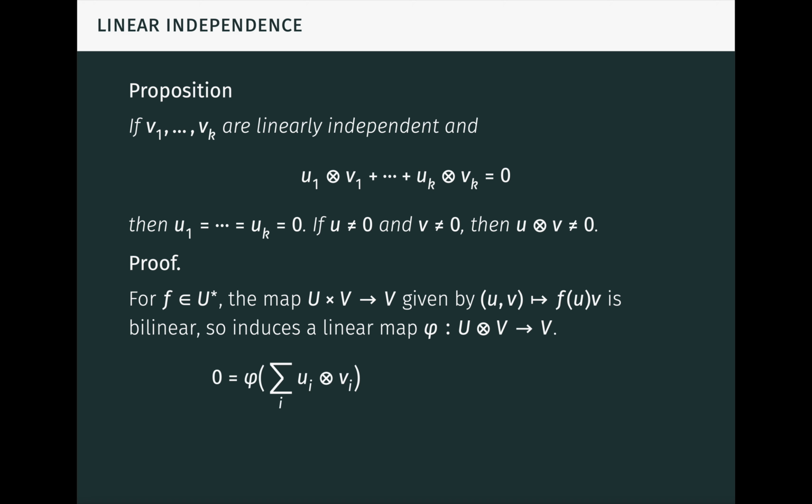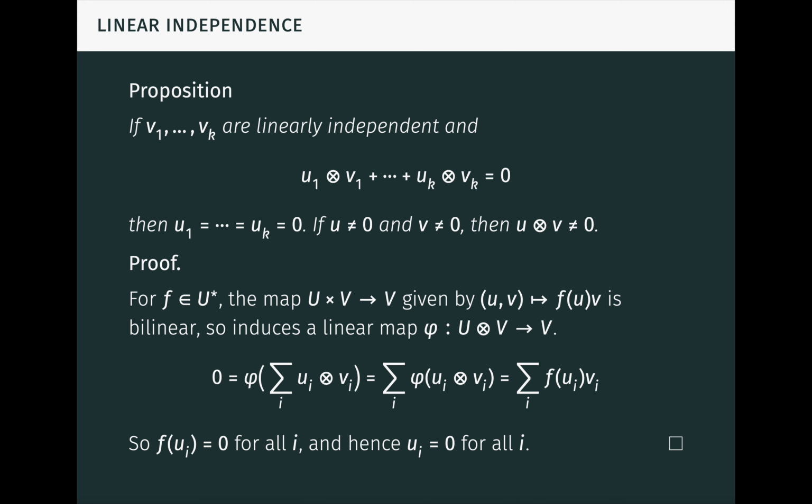Now, 0 is equal to phi of the sum, since the sum is 0 by assumption. By linearity of phi, that equals the sum of phi applied to the decomposable tensors. By definition of phi, that equals the linear combination in V seen here, where the linear functional f appears in the coefficients. Now, since the v's are linearly independent by assumption, it follows that those coefficients are all 0. And since f was arbitrary, it follows that the u's are all 0, as claimed. Isn't that a slick proof?